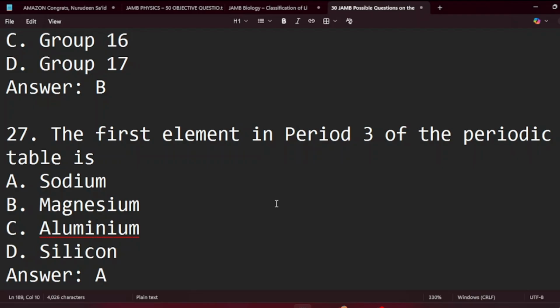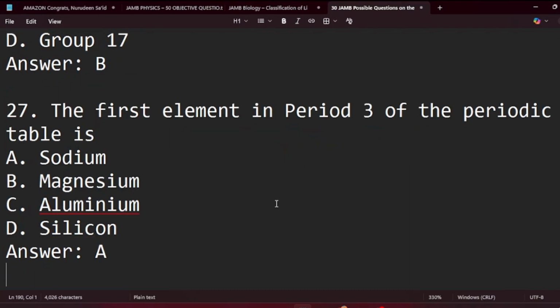Question number 27. The first element in period 3 of the periodic table is A. Sodium, B. Magnesium, C. Aluminium, D. Silicon. The answer is A, which is sodium.